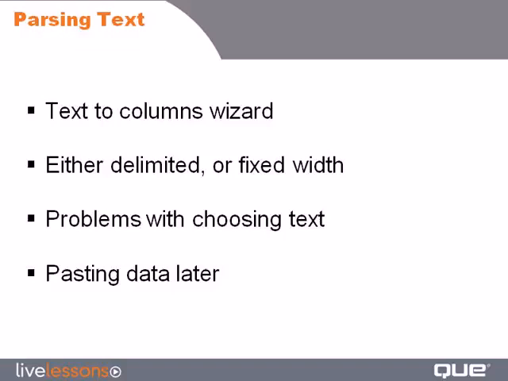This wizard works with either delimited data, that is data that's separated by a comma or a period, or fixed width text. In step 3 of the wizard, they offer to convert each column to a date or text. We'll talk about the problems when you choose text in step 3. And then a very strange bug that happens when you paste data later in the day after using text to columns.